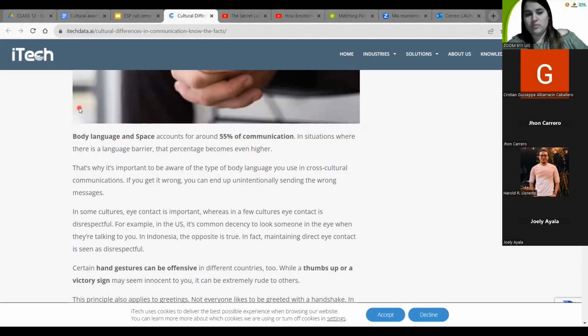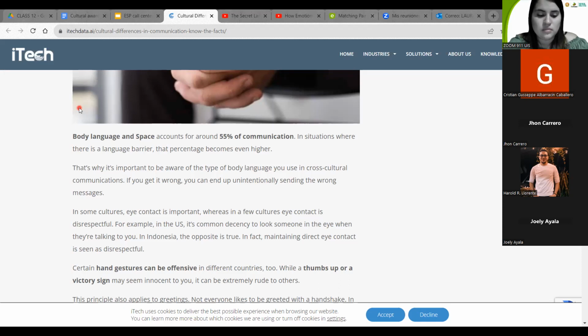The first paragraph is body language and space. Yes. Okay, body language and space accounts for around 35% of the communication. In situations where there is a language barrier, that percentage becomes even higher. That's why it's important to be aware of the type of body language you see in cross-cultural communication.